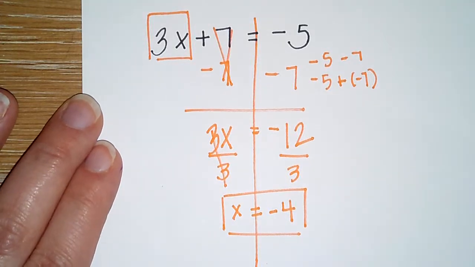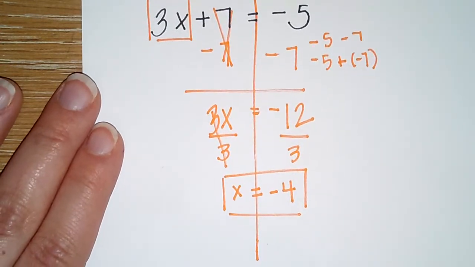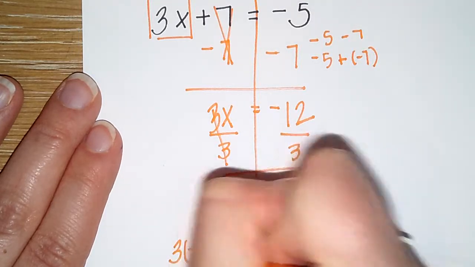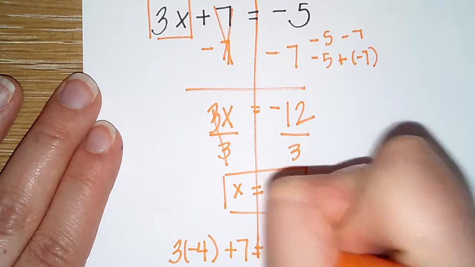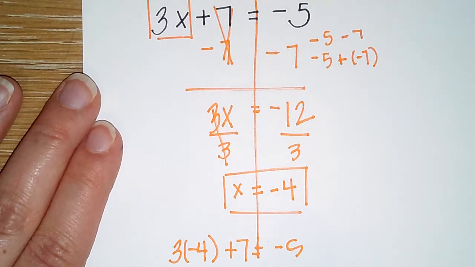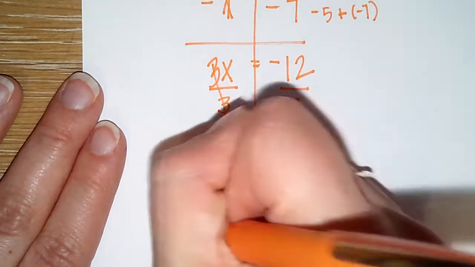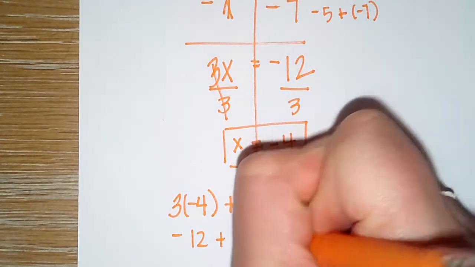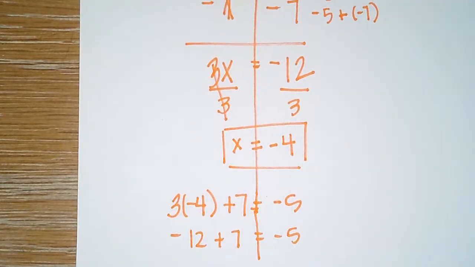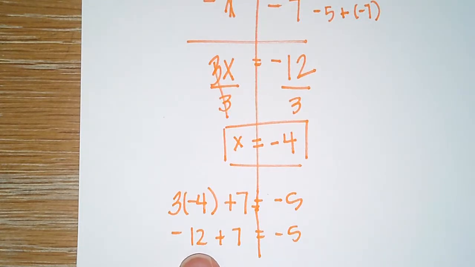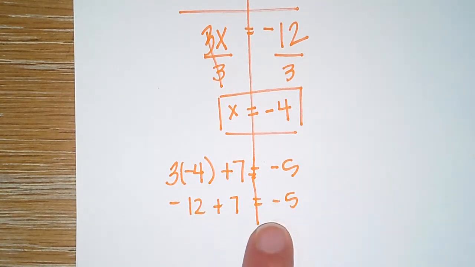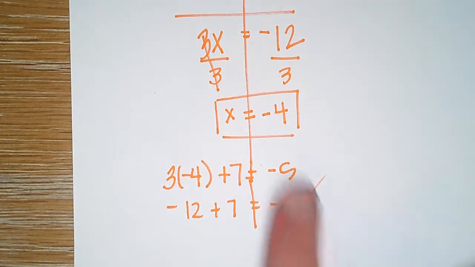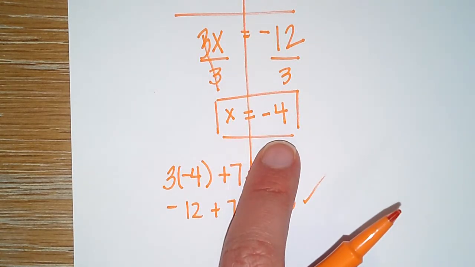Now, we know that I go ahead and plug that back in. So I've got 3 times -4 plus 7, which gets me -5. Well, 3 times -4 is -12 plus 7. Does that equal -5? Yep, if I have 12 negatives and 7 positives, I am left with -5. Therefore, my solution of x equals -4 is correct.